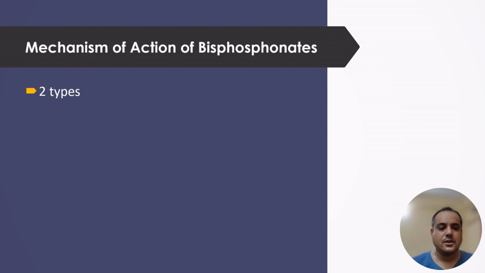So now the mechanism of action of bisphosphonates. The mechanism of action of bisphosphonates can be of two types. Now the first mechanism of action is for the non-nitrogen containing bisphosphonates, or the first generation of bisphosphonates.